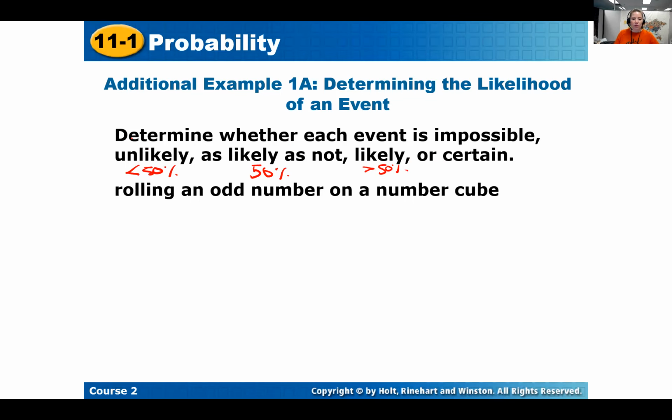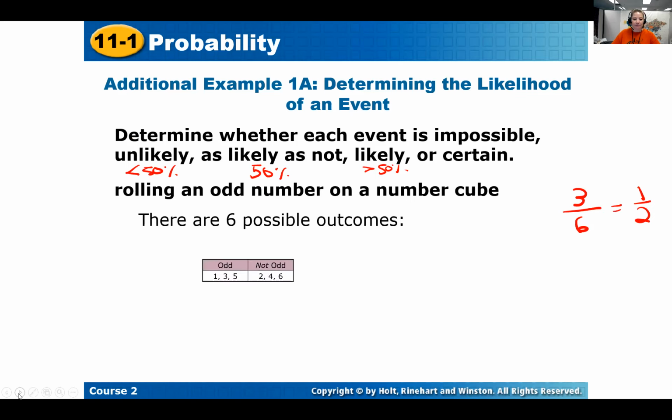So if we roll a number cube, so like a die, or if we have 2 dice, right? A number cube is 1 die and there's 6 sides. So what if I said rolling an odd number on a number cube? Well, on a number cube, the odd numbers are 1, 3, and 5. And so 3 sides out of 6 is 1/2. So we would say that that is as likely as not to happen.